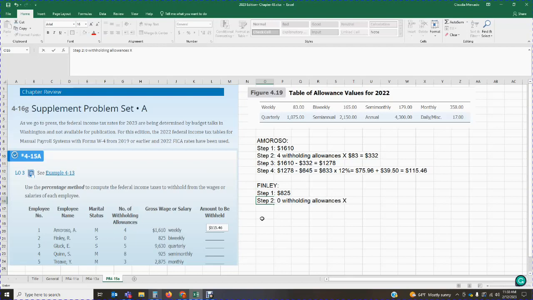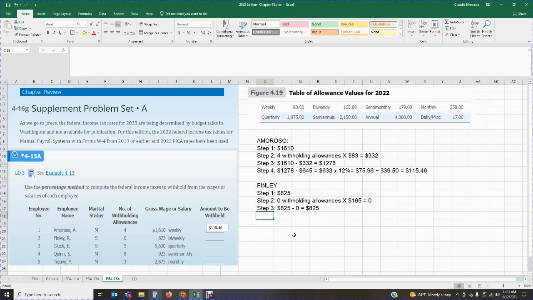We're going to multiply that, and he gets paid bi-weekly. The bi-weekly rate is 165. So 0 times 165 gives you 0. That means the entire 825 will be taxable. Step number 3, I take what I got in step number 1, which is 825, minus 0 from step number 2. The taxable portion we have is the 825.